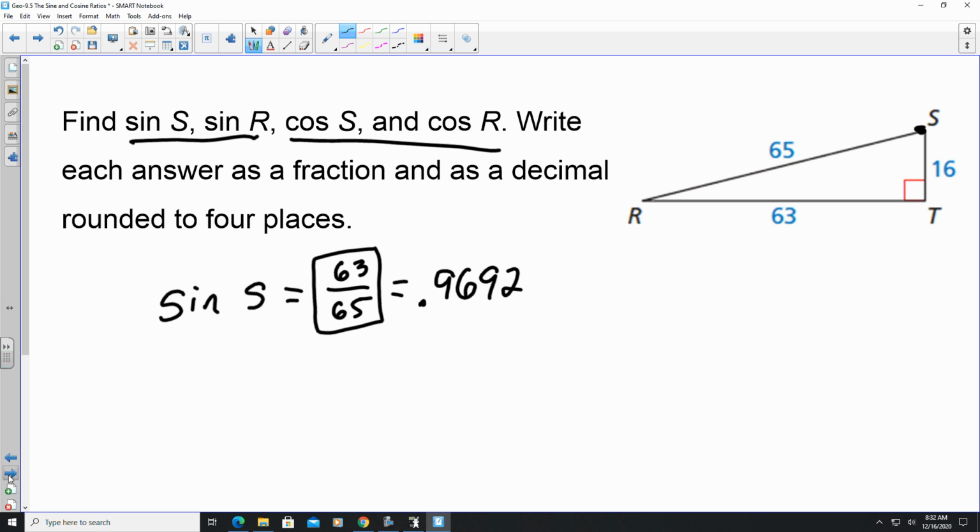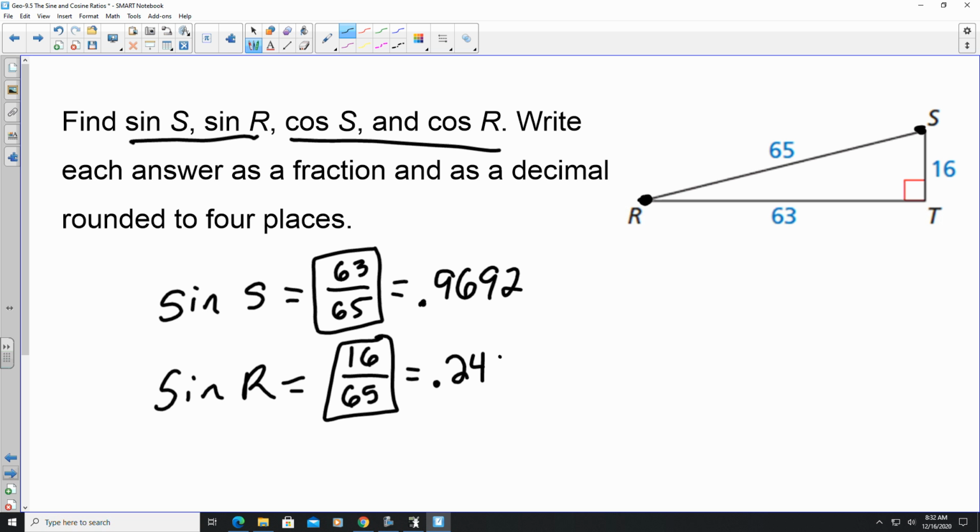Now looking at the sine of R, it is going to be the opposite, which is 16, divided by the hypotenuse, which is 65. Is 16 divided by 65 in lowest terms? Yes, it is. So the sine of R is that ratio, and in decimal form rounded to 4 decimal places, it's 0.2462. So there are my 2 decimals.